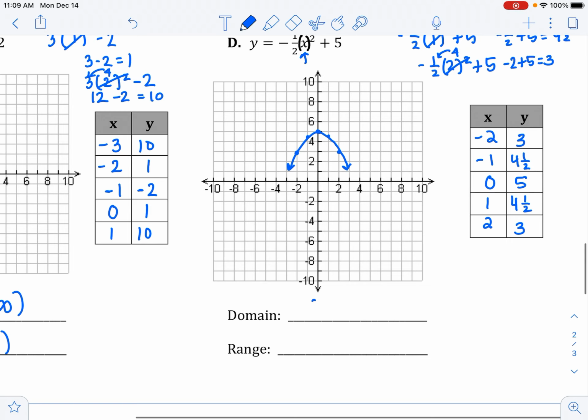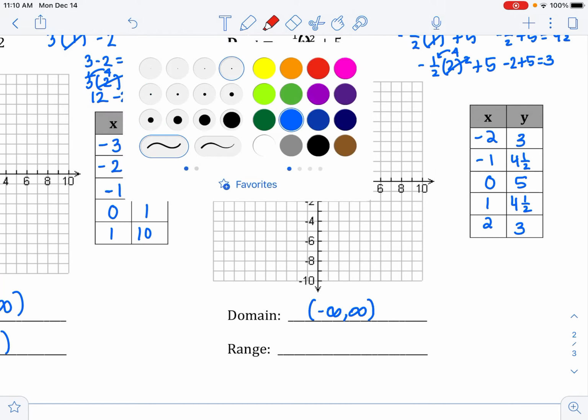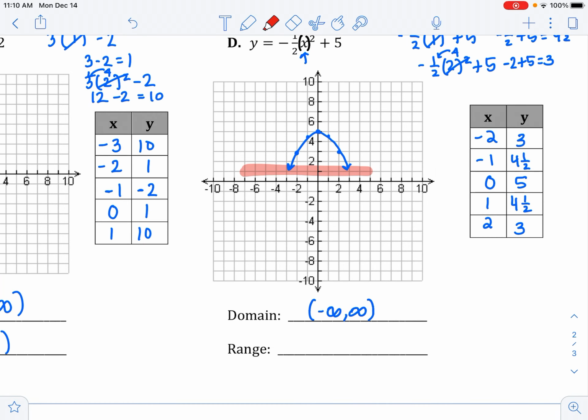My domain, it goes from an arrow to an arrow. It's all x values, so all real numbers. My range, the lowest my graph goes is an arrow, so that's -infinity. And then the highest my graph goes is 5, and it's included there.